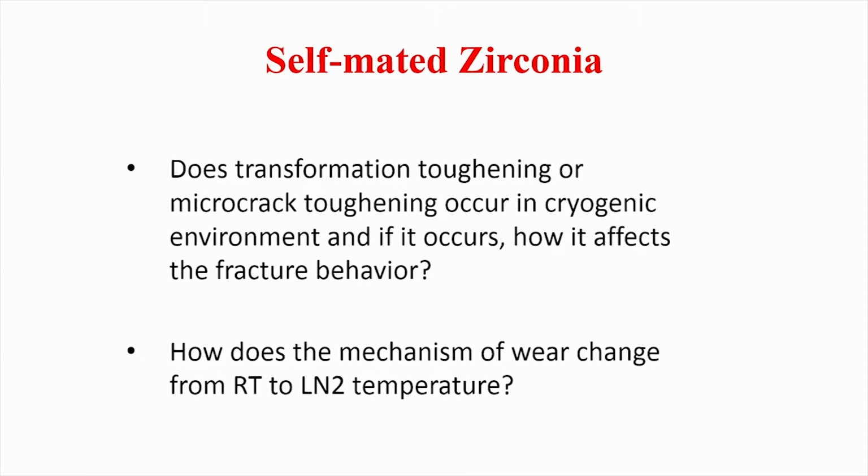So, the question that we are going to address is this transformation toughening that I have discussed at length in one of our earlier lectures: the tetragonal to monoclinic zirconia transformation. Does that characteristic phase transformation take place in cryogenic wear or not, and how does it influence the wear resistance in this particular case?